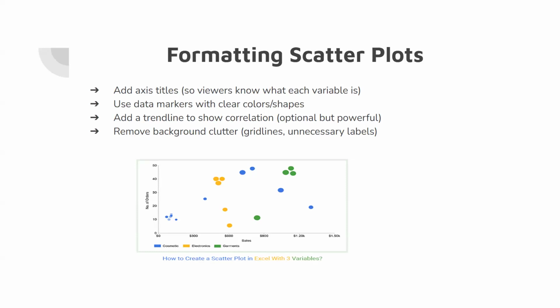Add a trend line to show correlation. It's optional, but it's powerful. And remove any background clutter. So this one has no background clutter.